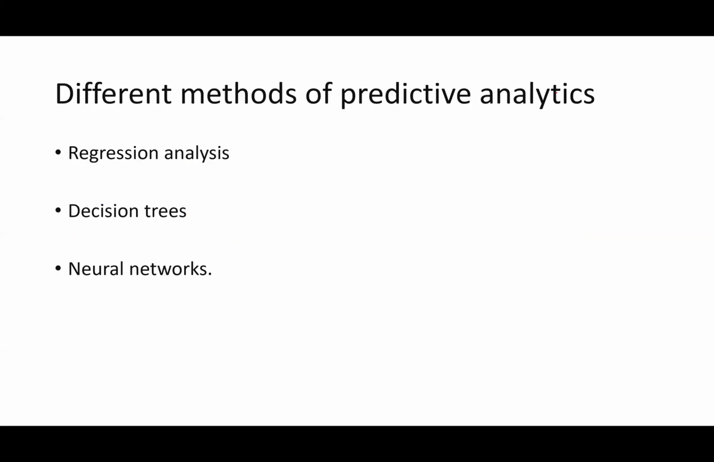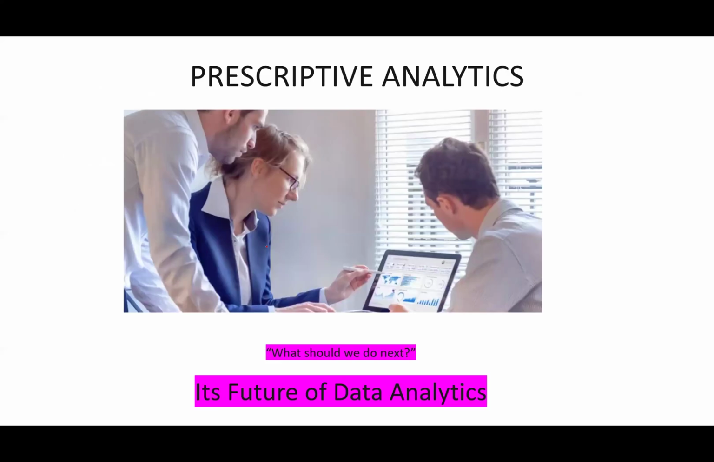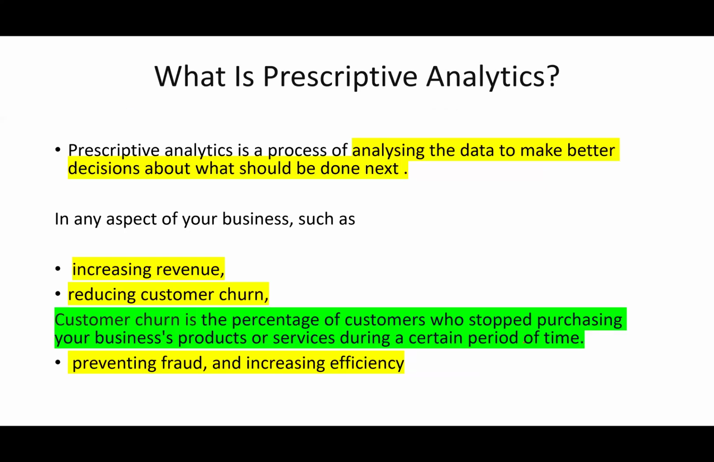We have different types of predictive analytics, basically regression, decision trees, and neural networks, which we'll discuss later. We have also discussed prescriptive analytics in detail. Basically, what should we do next? It will answer the question of what we should do next. And I also told you this is the future of data analytics or data science. Many organizations are developing these prescriptive models.